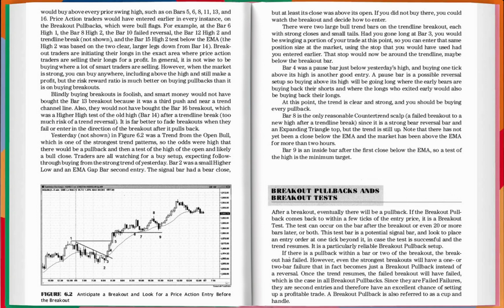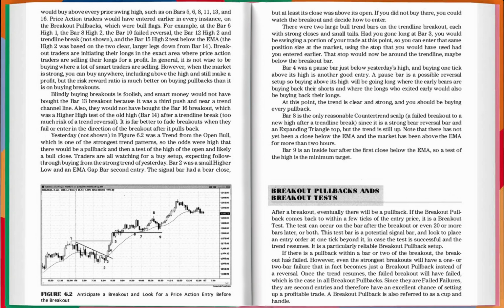Yesterday, not shown in figure 6.2, was a trend from the open bull, which is one of the strongest trend patterns, so the odds were high that there would be a pullback, and then a test of the high of the open and likely a bull close. Traders are all watching for a buy setup, expecting follow-through buying from the strong trend of yesterday. Bar 2 was a small higher low and an EMA gap bar second entry. The signal bar had a bear close, but at least its close was above its open.